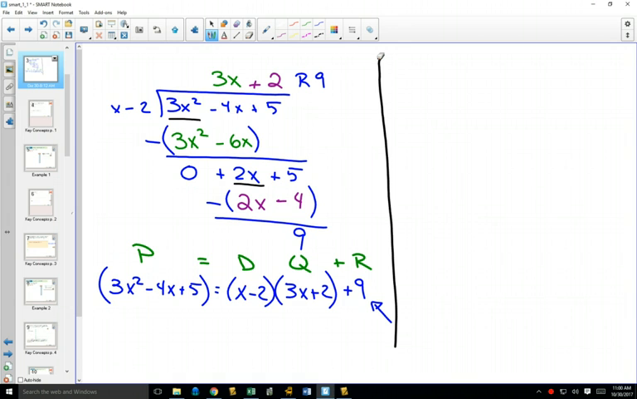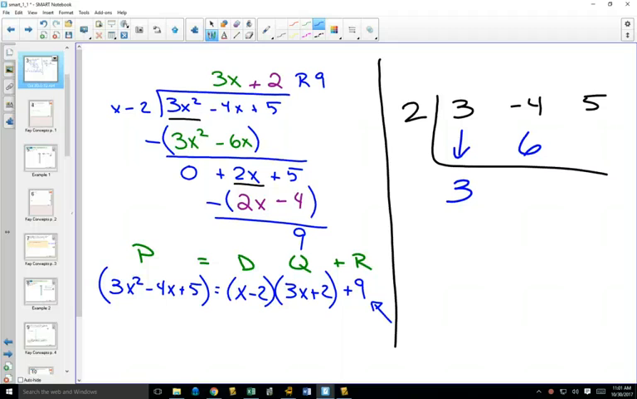Instead of writing 3x squared minus 4x plus 5, I just write 3, minus 4, and 5. Not too bad. And instead of writing x minus 2, I just write positive 2 out here. And this is how the shortcut goes. Bring down the 3, 2 times 3 is 6, add, get 2, 2 times 2 is 4, add, get 9. So the answer is 3x plus 2, remainder 9. Is that the same answer we got there? Was that a little bit faster to write?